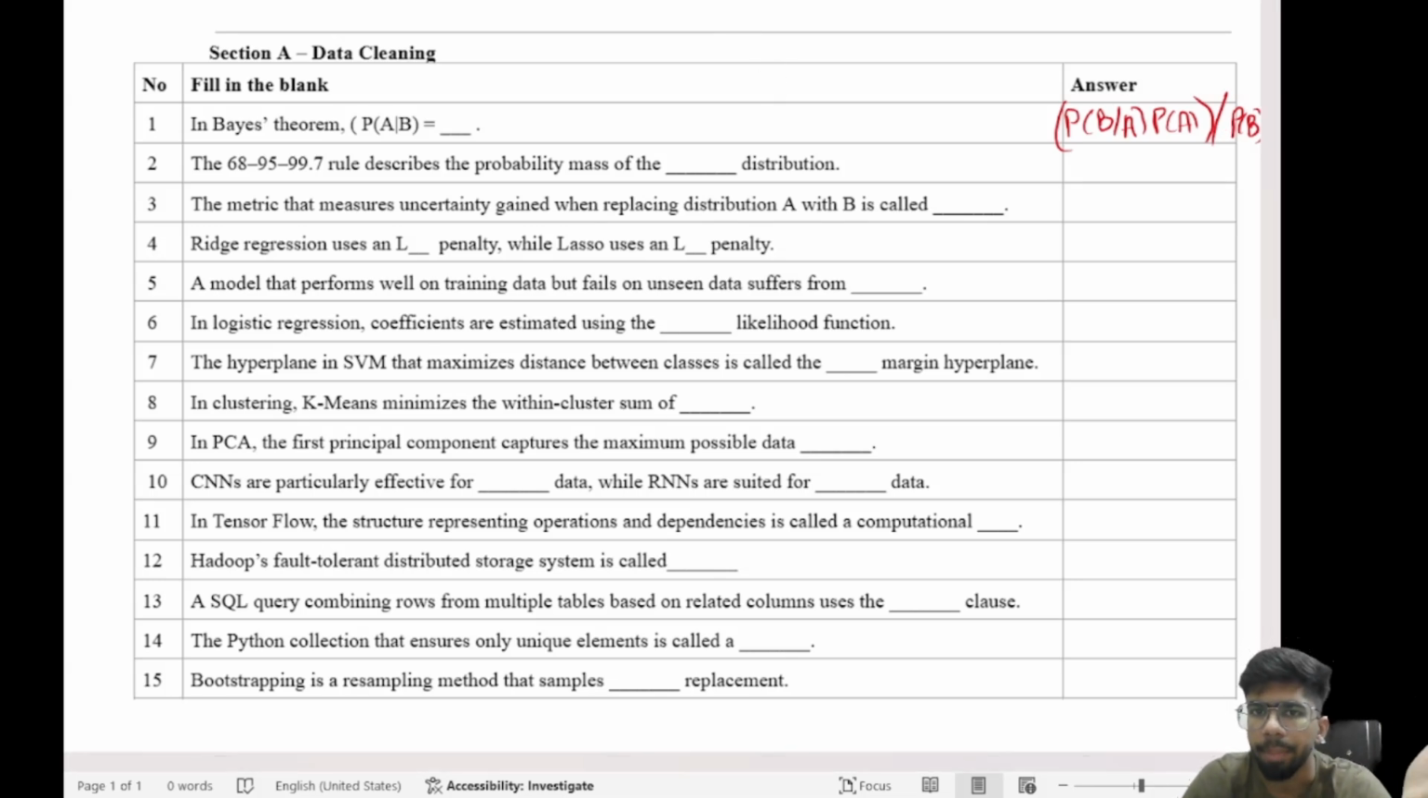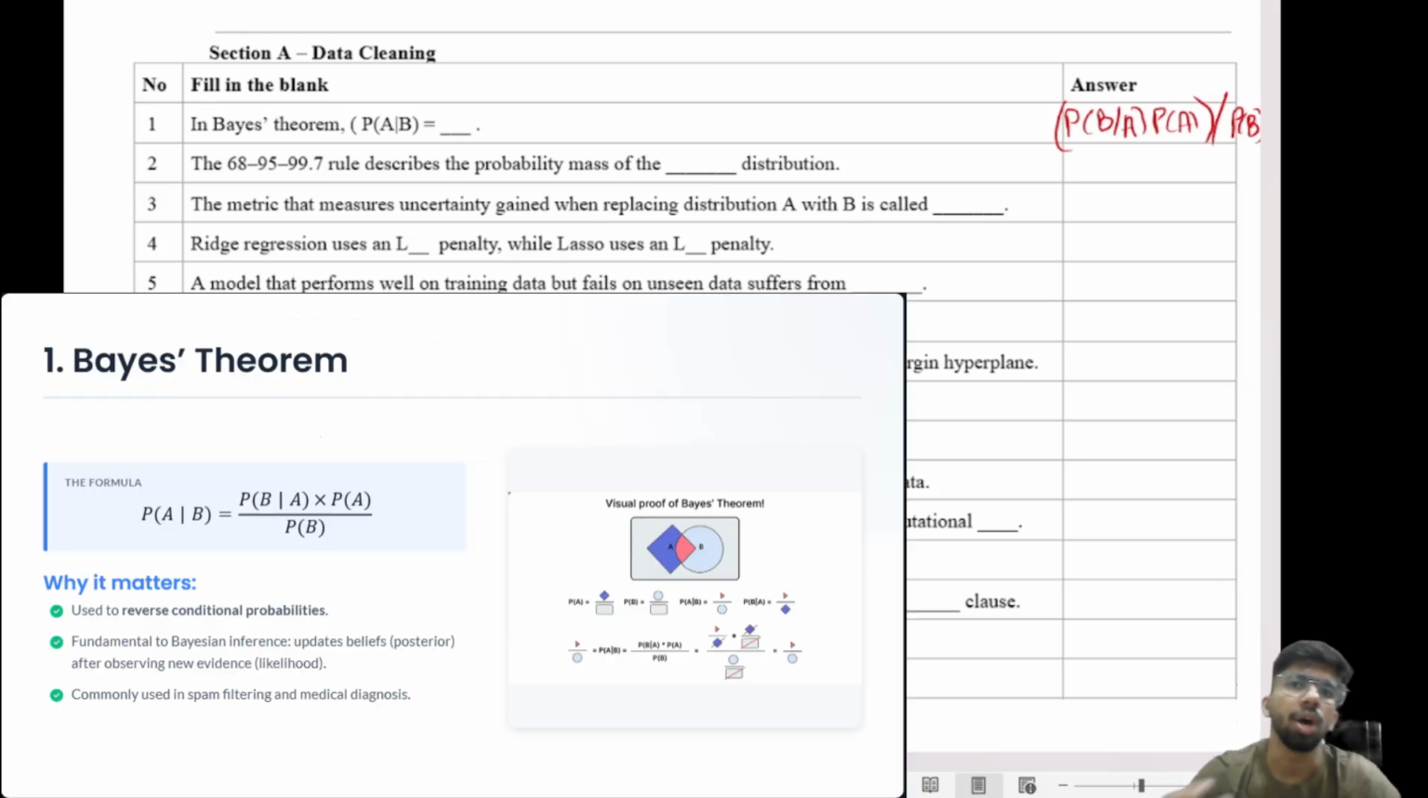This formula is the backbone of spam classifiers, medical diagnosis systems, Bayesian networks, and probabilistic modeling. It combines three pieces of information: how likely B is when A is true, how likely A is in general, and how common B is overall. Now let's move on to the next question.